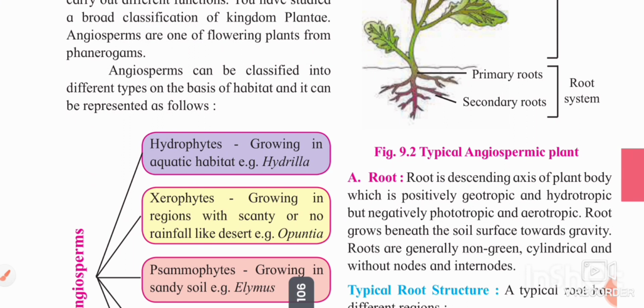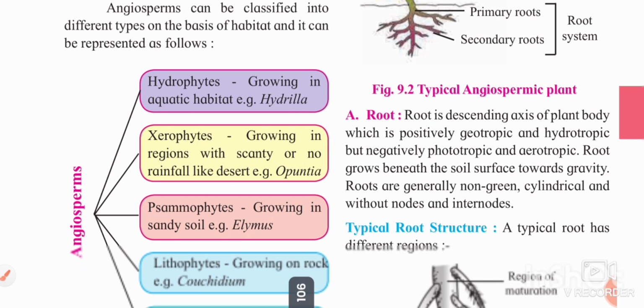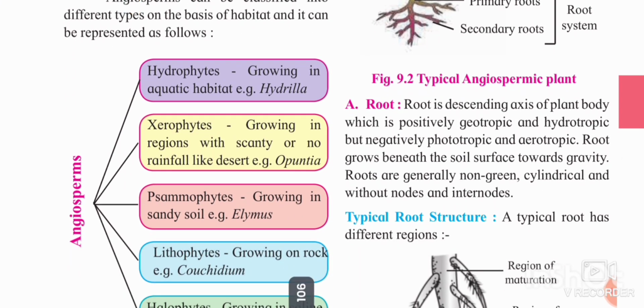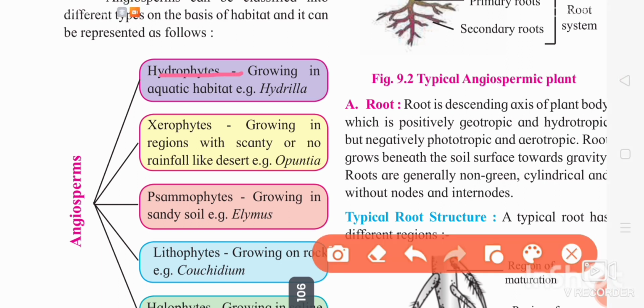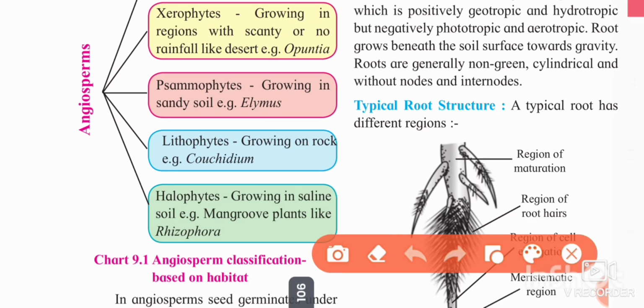Angiosperms are further classified into different types on the basis of habitat. So first one is hydrophytes. These are the plants growing in aquatic habitats, that is in the water. Xerophyte मतलब कोई भी plant जो desert area या where there is a scarcity of water, in that area is termed as xerophytic plants. Psammophytes, these plants grow in the sandy soil. Lithophytes, plants growing on the rocks, that is termed as lithophytes. And halophytes, these plants grow in the saline condition or saline soil. Okay, so these were the types of angiosperm.